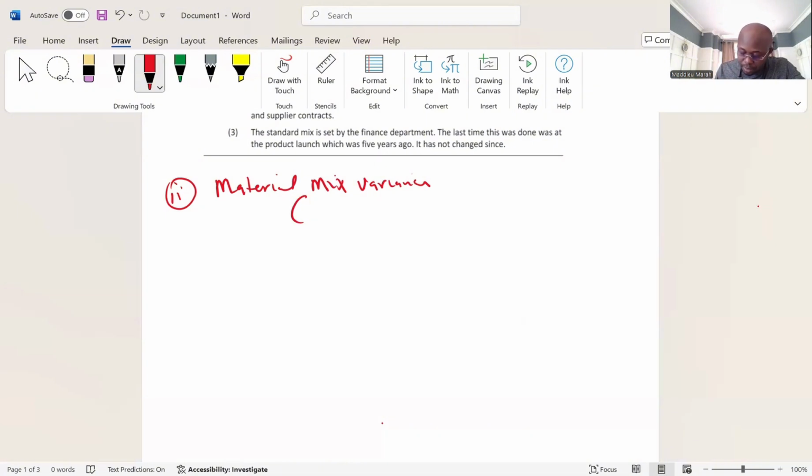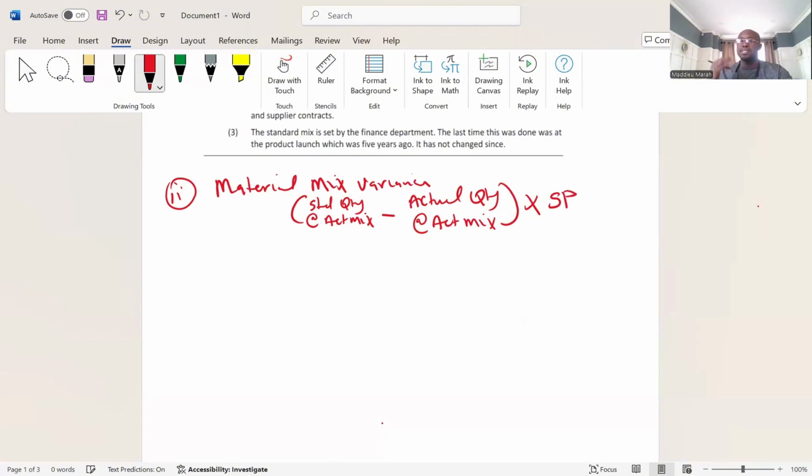Remember the formula? Standard quantity at actual mix minus actual quantity at actual mix, multiplied by standard price. This is my formula. Again, you have to memorize this formula. It is not given in the examination.